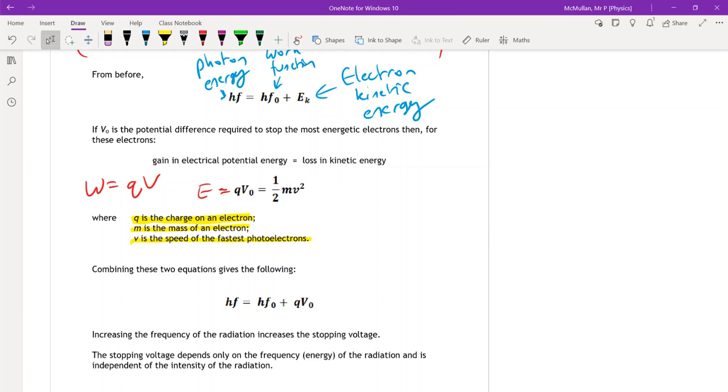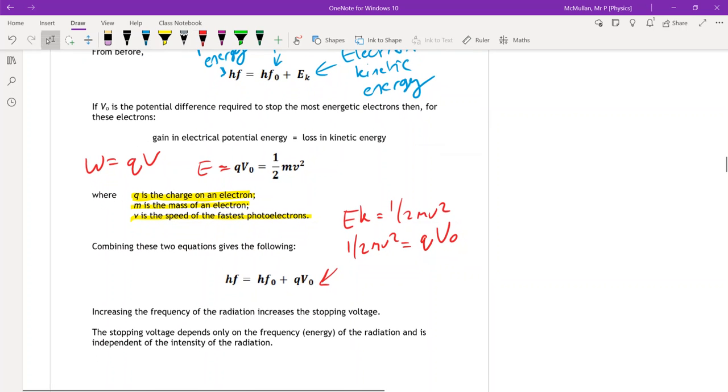You can combine these two equations. Because we know that EK equals a half mv squared, and we know that a half mv squared equals QV naught, we can therefore substitute that in to this. And we know then that if the photon energy increases, the stopping voltage, the voltage you have to apply to stop the electrons moving, must also increase to match it.